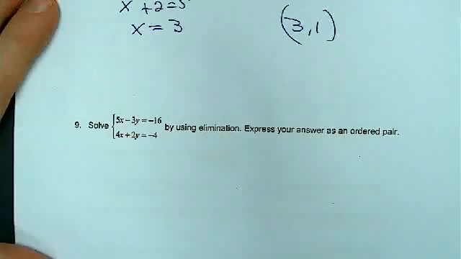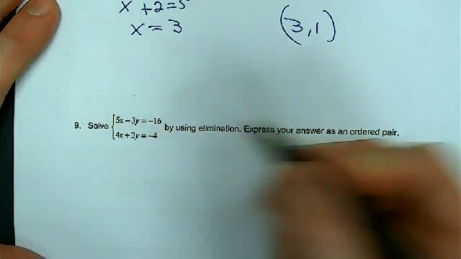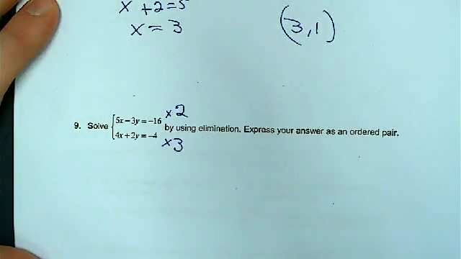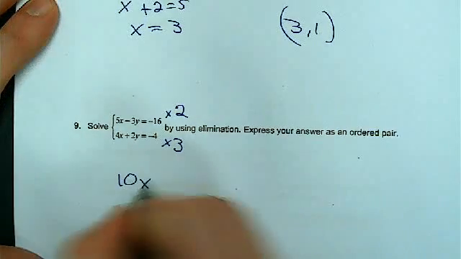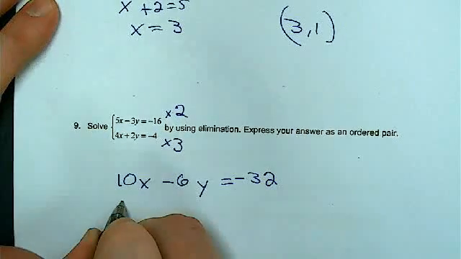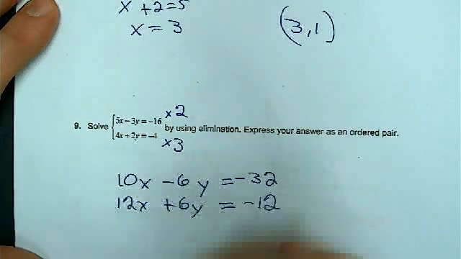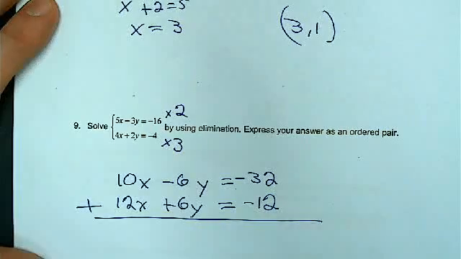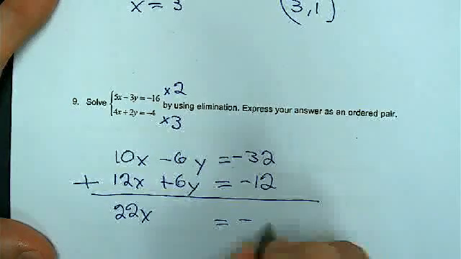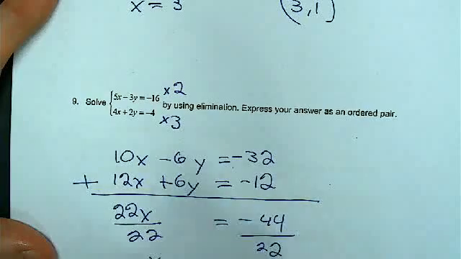Now, this one says solve by elimination. I'm going to take the top equation, multiply it by 2, and the bottom by 3. So top by 2, bottom by 3. So I go down my list. 10x minus 6y is equal to negative 32. And on the bottom, 12x plus 6y is equal to negative 12. Add those equations together. 22x equals negative 44. Divide both sides by 22. I get x is equal to negative 2.